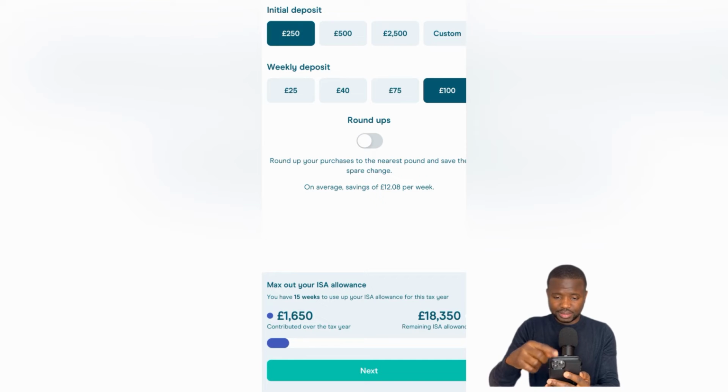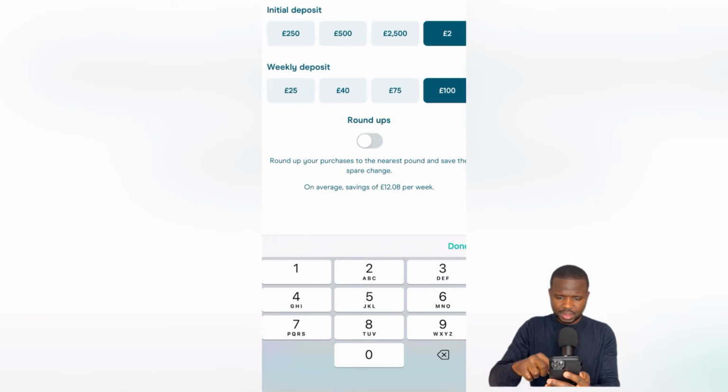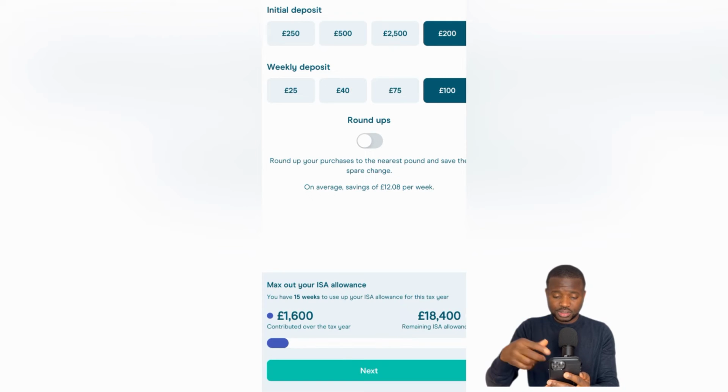Yeah, 250 is fine. I want to start with 250. Actually, let me customise this to 200. Yeah, I'll do this. So 200 to start with, and then weekly deposit of 100. Continue. Of course, these amounts are just arbitrary. You can choose to adjust it however you see fit. All right, so we continue.